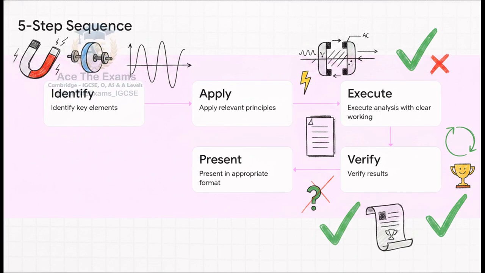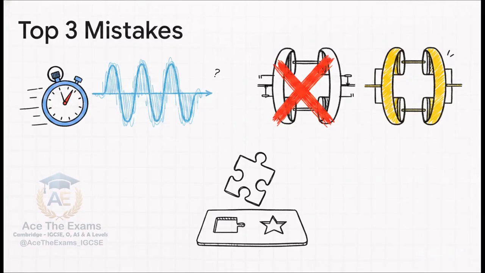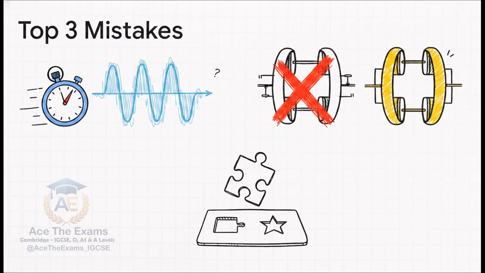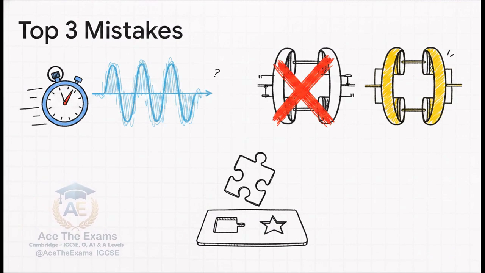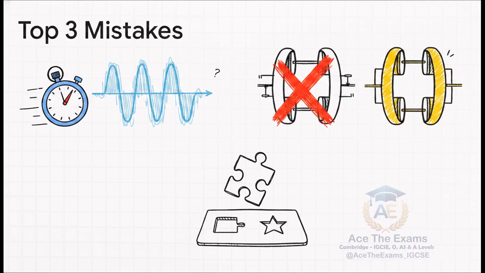Section 4, examiner warnings and pitfalls to avoid. We've talked extensively about what you should do, but now we need to run an interactive workshop on what absolutely not to do. Get ready, because I'm going to challenge you here. Year after year, the principal examiners repeatedly note these 3 critical errors. The biggest one, failing to adapt your theoretical knowledge to the specific context of the question. That alone costs students easy grade boundaries.